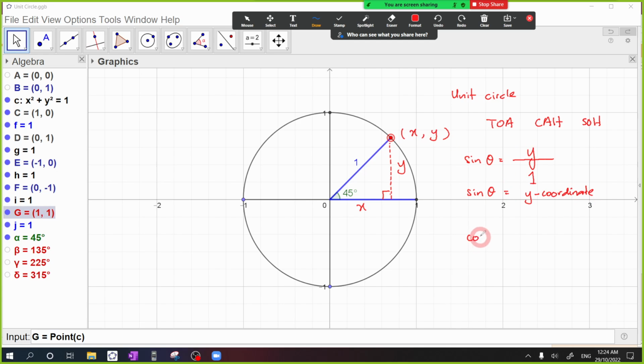Cosine theta will be equal to adjacent side divided by hypotenuse. So the adjacent side is over here, which is x units. Hypotenuse is 1. So from here, we can make a conclusion that cosine theta is equal to the x coordinate.